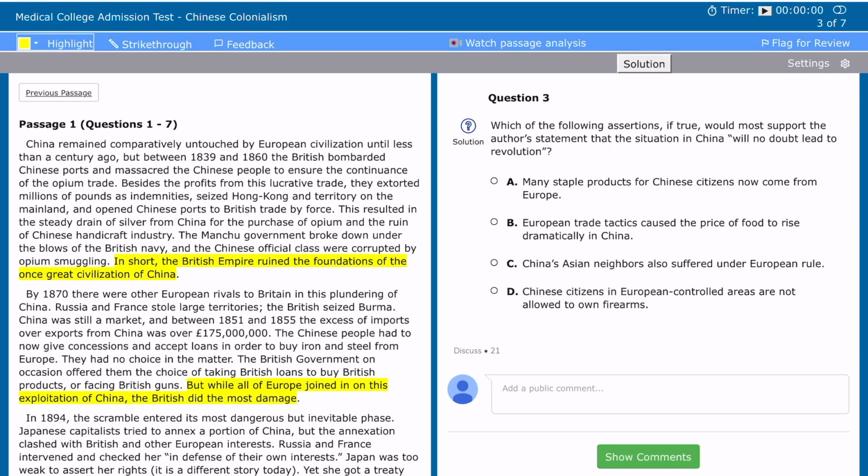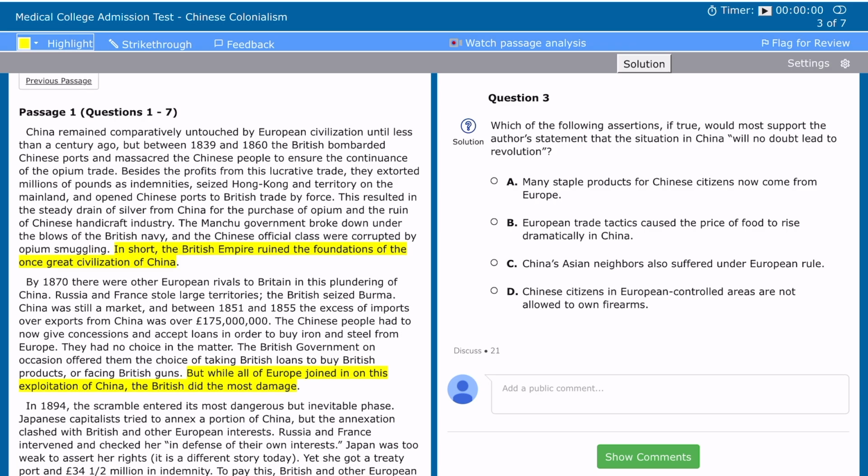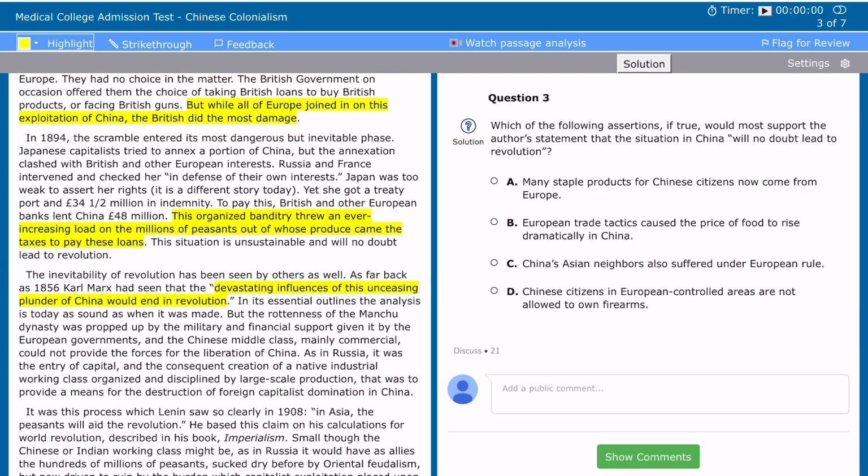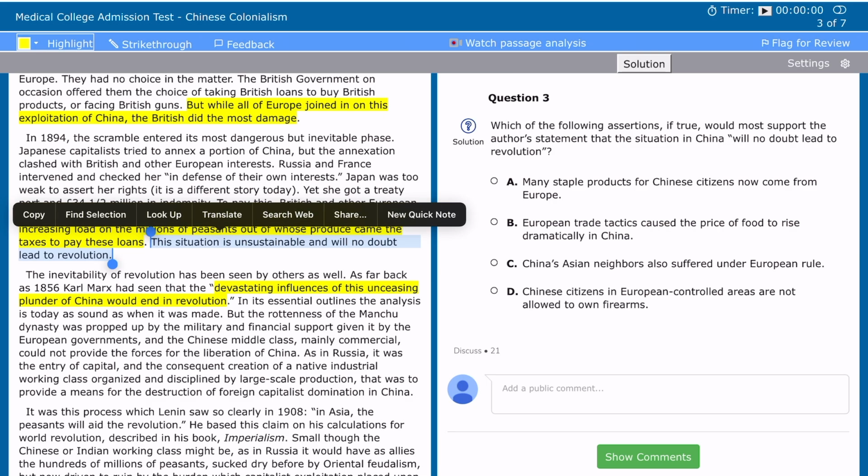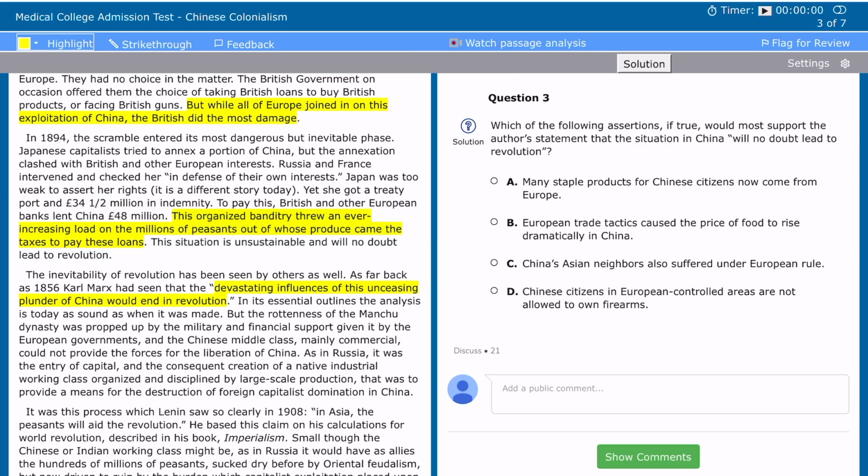Question 3 asks, which of the following assertions, if true, would most support the author's statement that the situation in China will no doubt lead to revolution? This statement is made here, right here, in fact. This situation is unsustainable and will no doubt lead to revolution. So it's referring to in 1894, the scramble for China entered its most dangerous but inevitable phase. The Japanese capitalists tried to annex some China, but they disagreed. Eventually, Japan got a port here and 34.5 million pounds in indemnity.